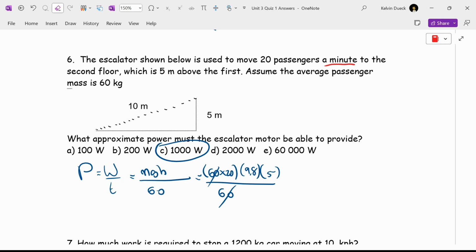I could also then say to you as a follow-up, what if the motor is rated for 2,500 watts? What's the efficiency?